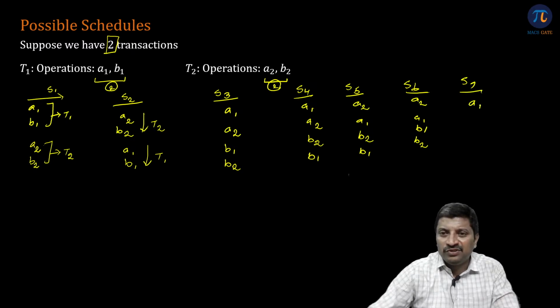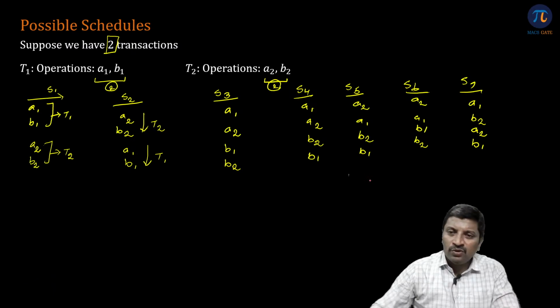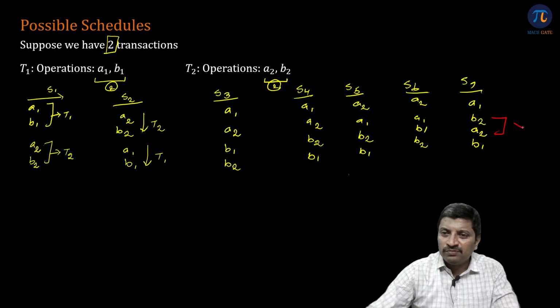Suppose I started with A1 and then wrote B2, A2, B1. Can I have this as the last schedule, sir? No, sir. This is not allowed. So this schedule is not allowed.